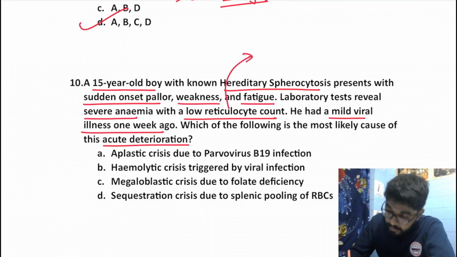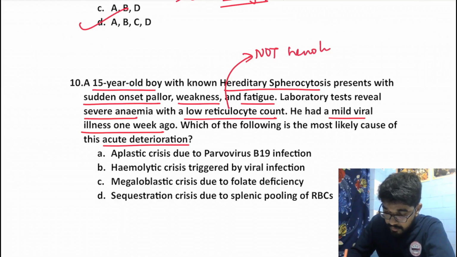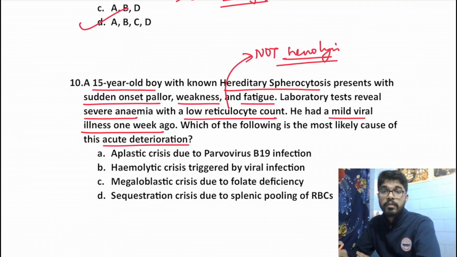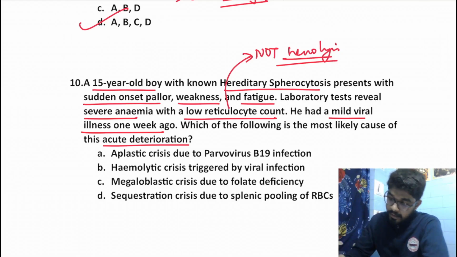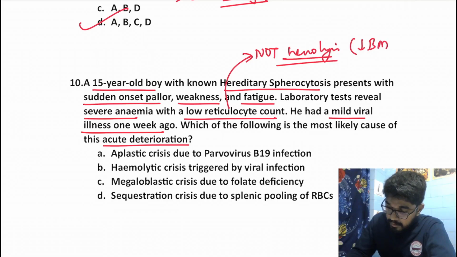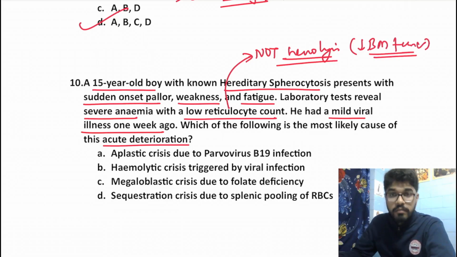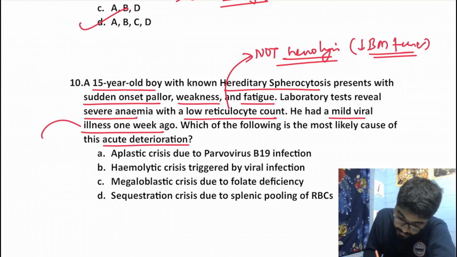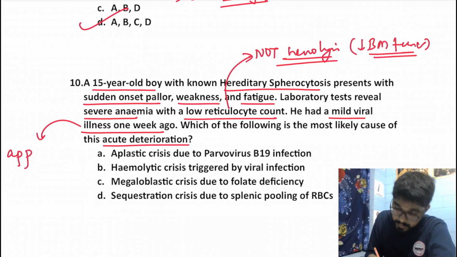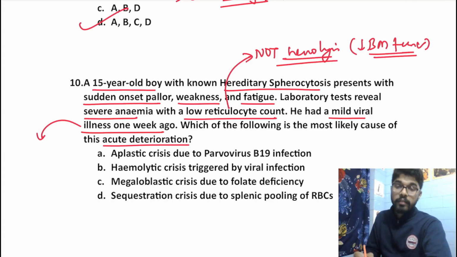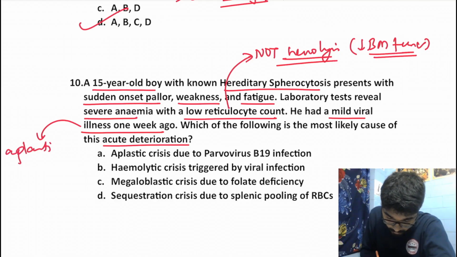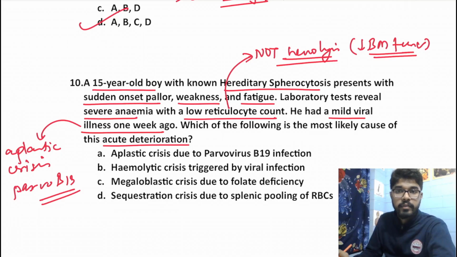This low retic count suggests that it is not hemolysis. Had there been a hemolytic crisis, there would have been an increase in reticulocyte count. A decreased retic count suggests that there is a decrease in bone marrow function. Moreover, we get this viral illness, and these two things in the setting of hereditary spherocytosis suggest aplastic crisis, which is secondary to parvovirus B19 infection.